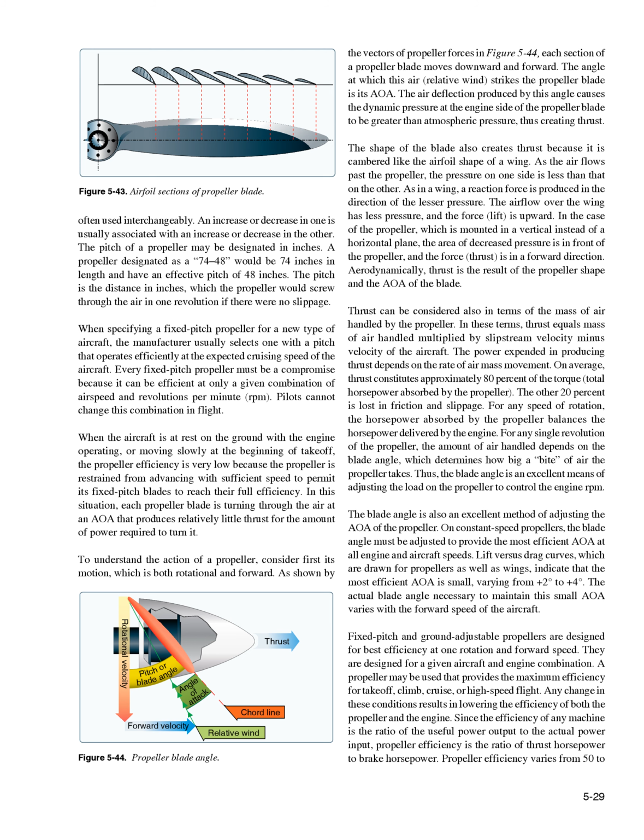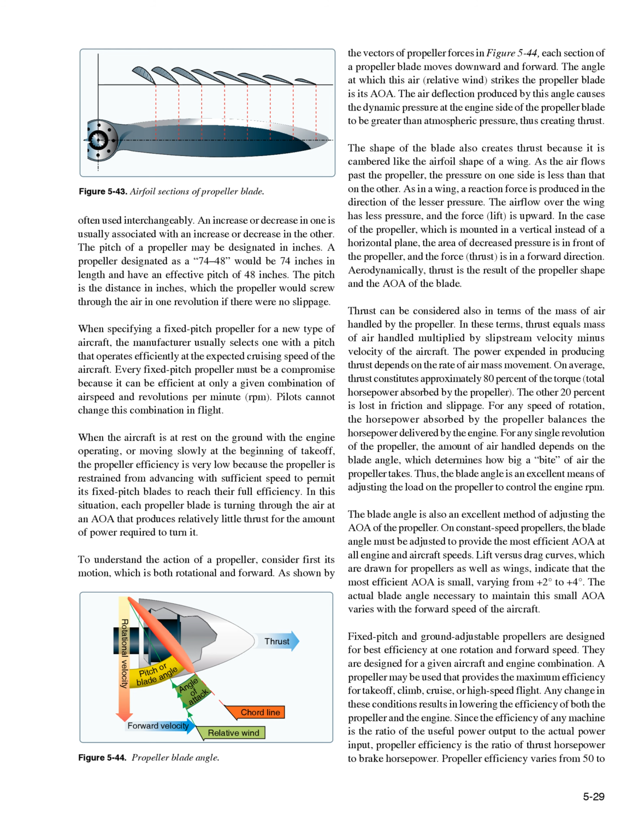On constant speed propellers, the blade angle must be adjusted to provide the most efficient yaw at all engine and aircraft speeds. Lift versus drag curves, which are drawn for propellers as well as wings, indicate that the most efficient yaw is small, varying from +2 degrees to +4 degrees. The actual blade angle necessary to maintain the small yaw varies with the forward speed of the aircraft.